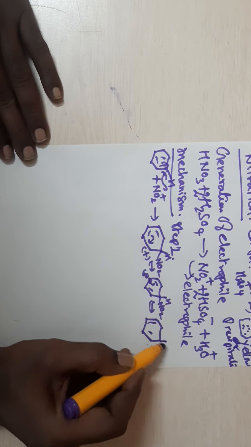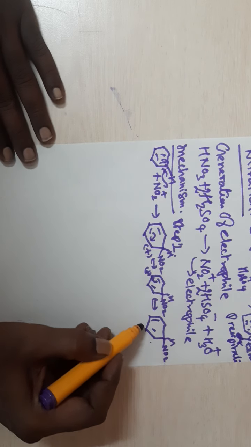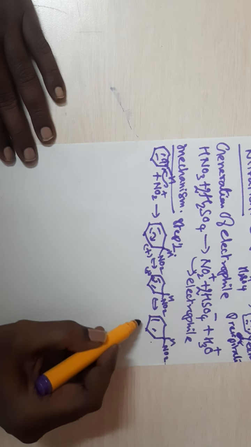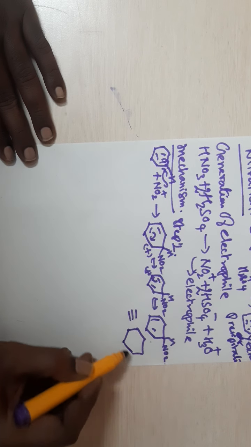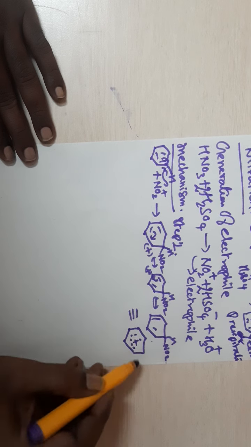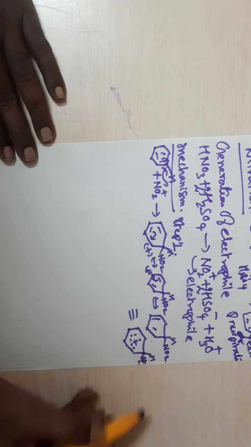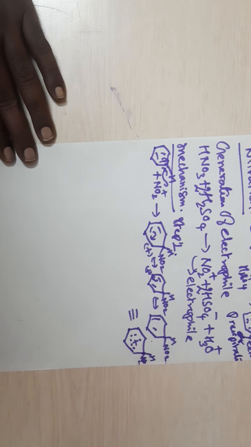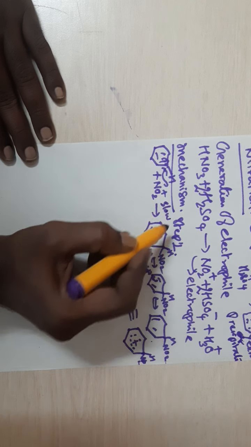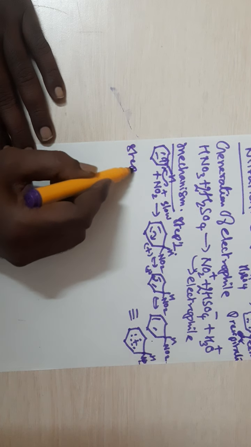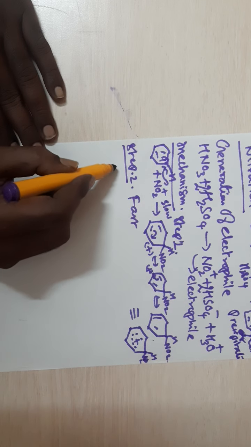So these are the resonance structures or canonical forms, and the resonance hybrid is this one. Partial delocalization of pi cloud and positive charge, NO2. You have NO2 group here. So this is step 1. As usual, step 1 is the slow step. Step 2 is a fast step or quick step.